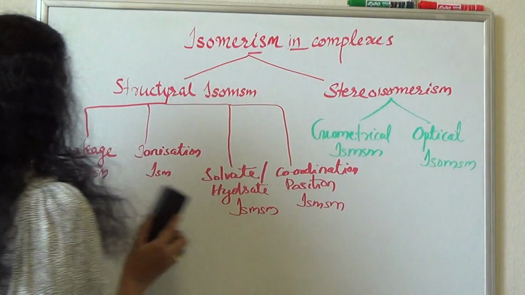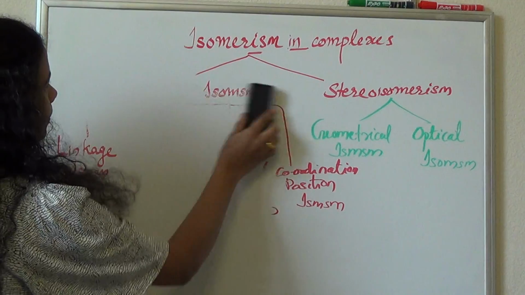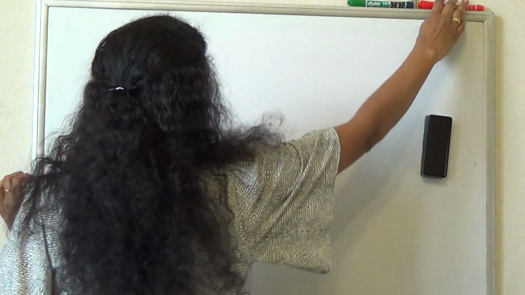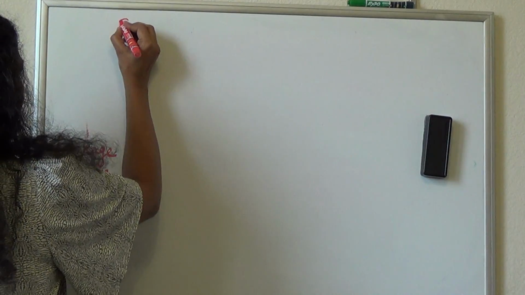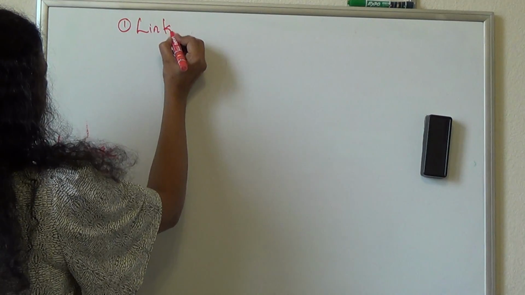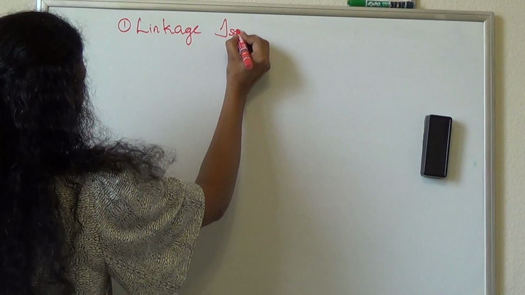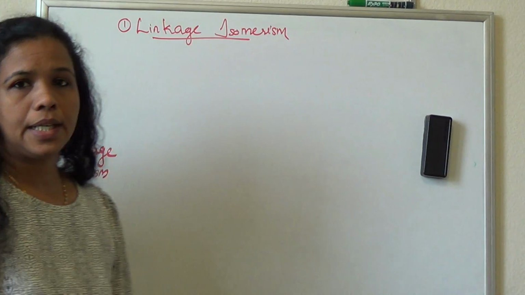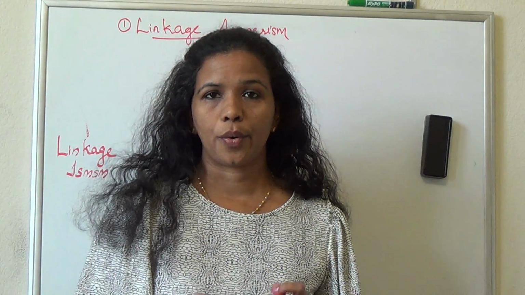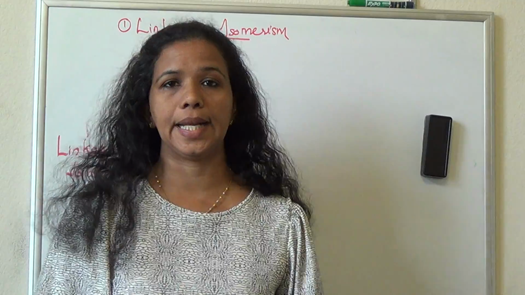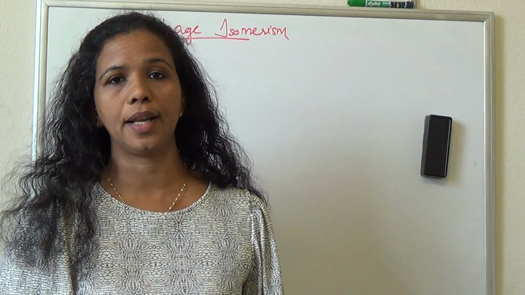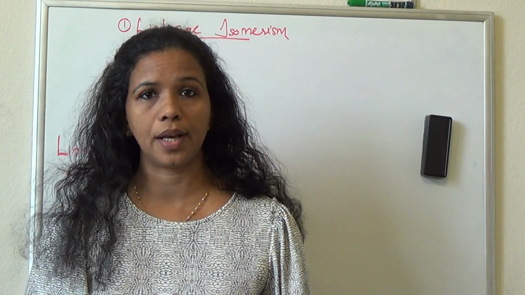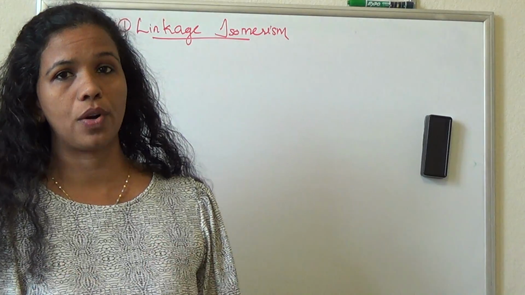First we will discuss linkage isomerism. This is the first example of structural isomerism. Linkage isomerism is shown by coordination complexes with ambidentate ligands. What is meant by ambidentate ligand? A ligand which can attach using two different atoms. That type of ligands are called ambidentate ligands, which we already discussed.